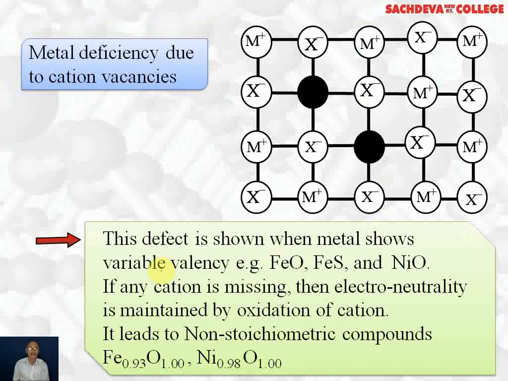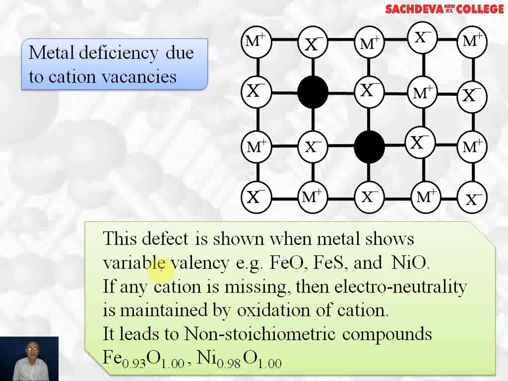Metal deficiency due to cation vacancies. This defect is shown when metal shows variable valency. For example, FeO. In this compound, Fe shows +2 and +3 valency. FeS also, Fe shows +2 and +3 oxidation state. And in nickel oxide also, nickel shows +2 and +3 oxidation state.